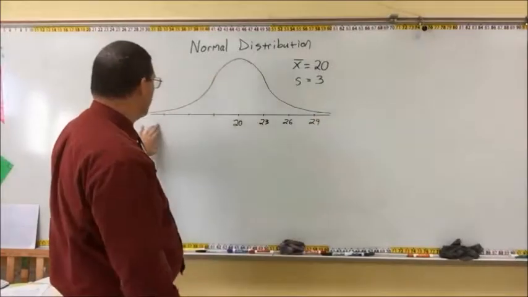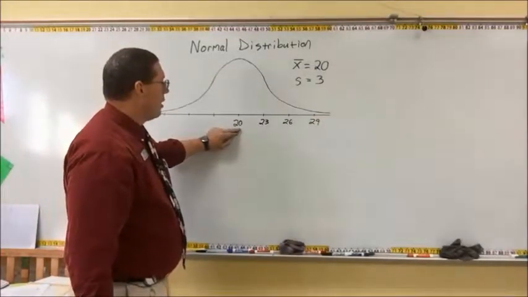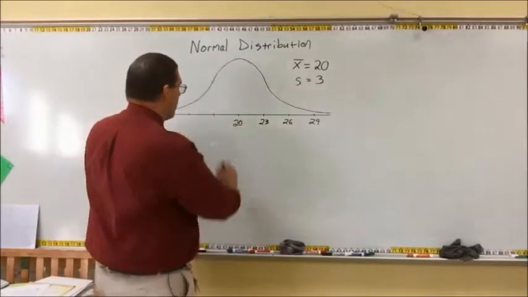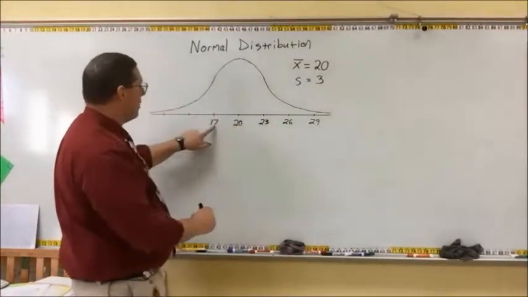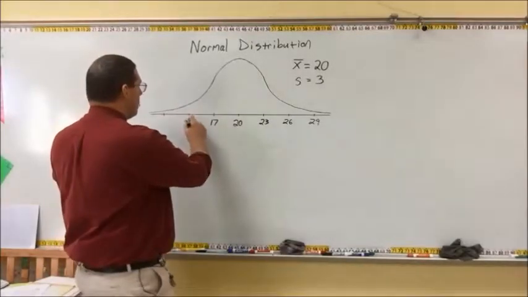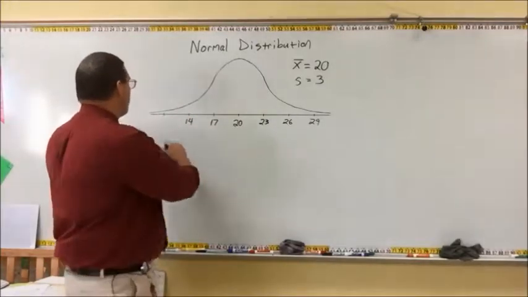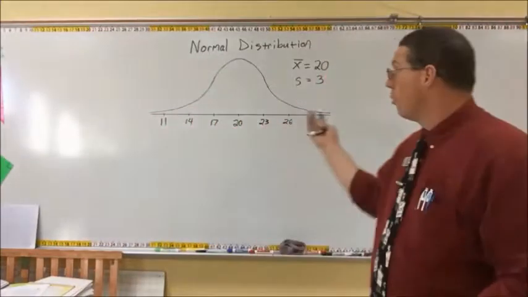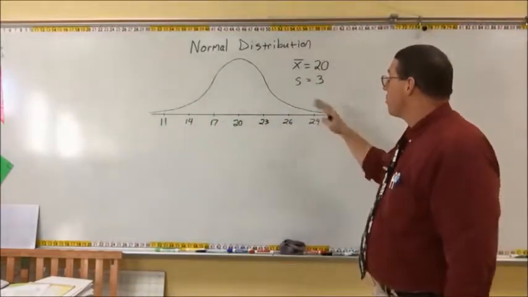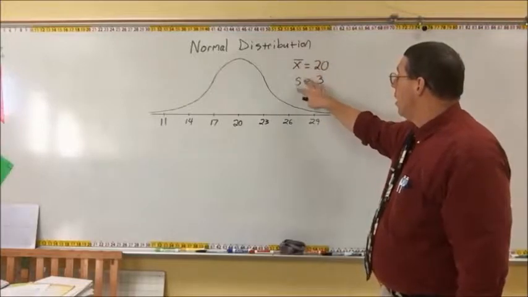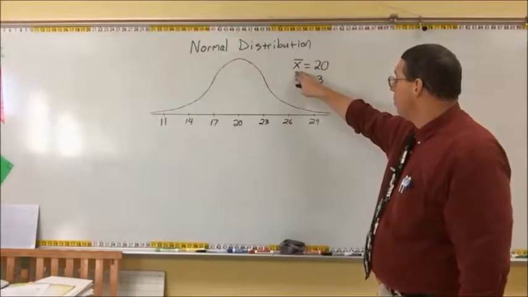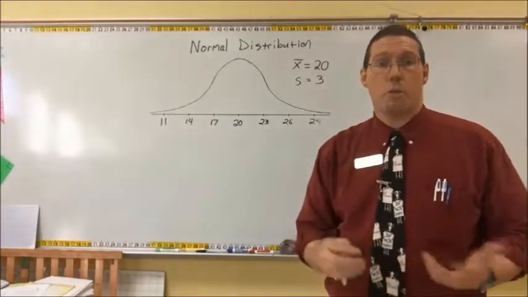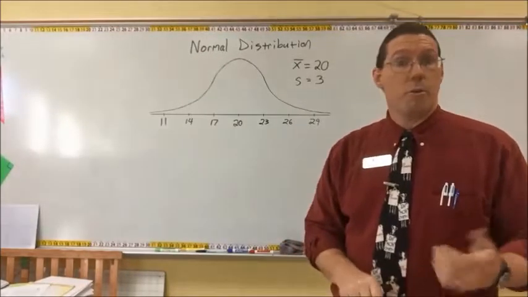26 up by 3 becomes 29. Then going this direction, starting at 20, and then going down by 3, 20 minus 3 is 17. Then down by 3 more is 14. Then down by 3 more is 11. And what you now have here is a normal distribution based on this data from a sample where the sample mean is 20 and the sample standard deviation is 3. Okay? All right, let's do another one.